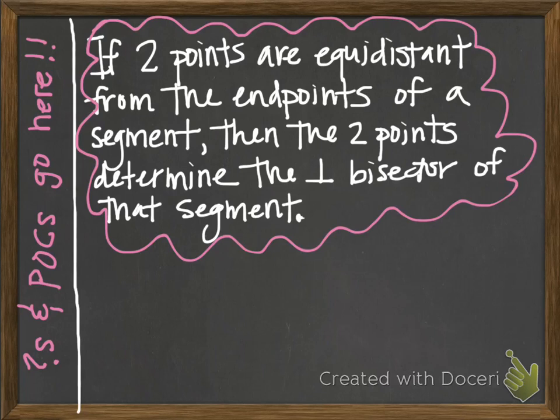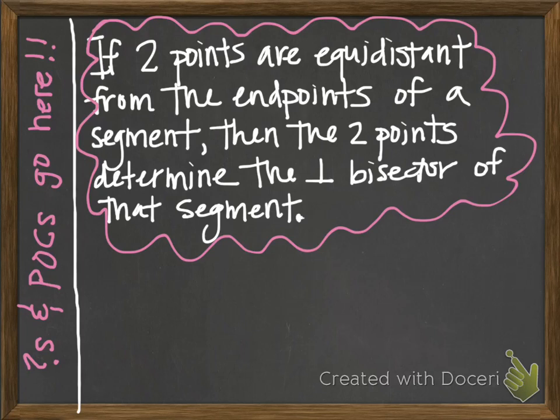Okay, so here's one of your theorems. It says if 2 points are equidistant, which means the same distance, from the endpoints of a segment, then the 2 points determine the angle bisector of that segment. The angle bisector is another segment that cuts the first segment in half at a right angle. It has to be both perpendicular and bisect the other segment.